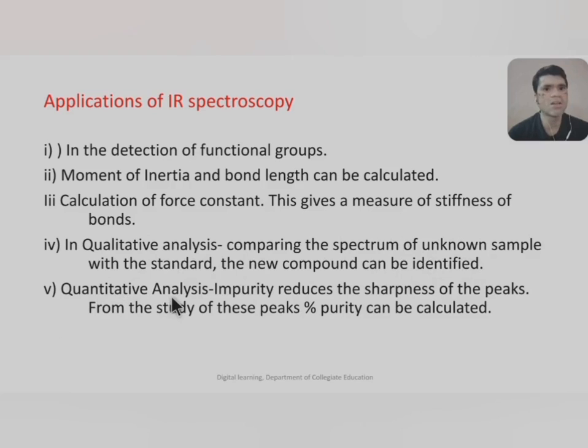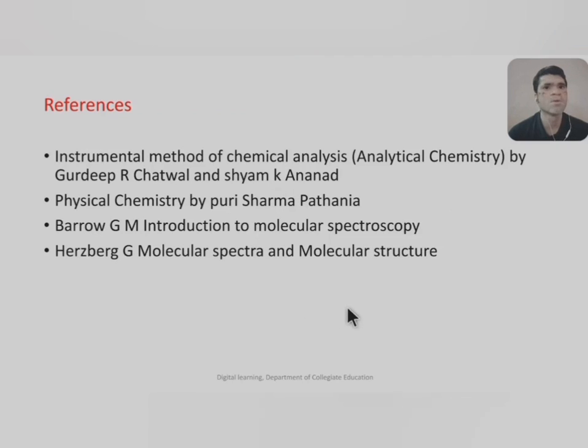For quantitative analysis, impurity reduces the sharpness of the peak, so from the study of this peak, percentage purity can be calculated. So these are some of the applications of IR spectroscopy: detection of functional groups, detection of moment of inertia and bond length, calculation of force constant, and qualitative and quantitative analysis.